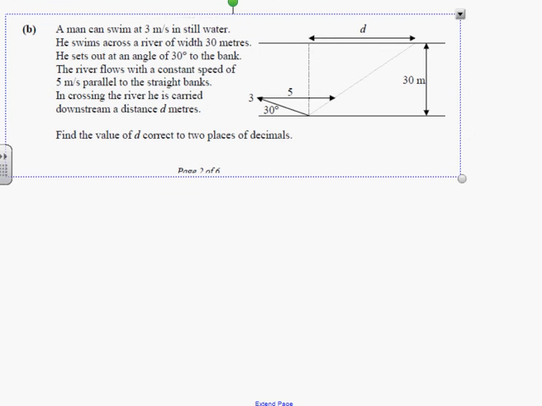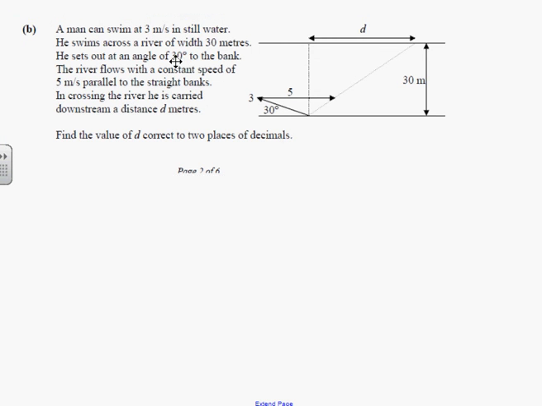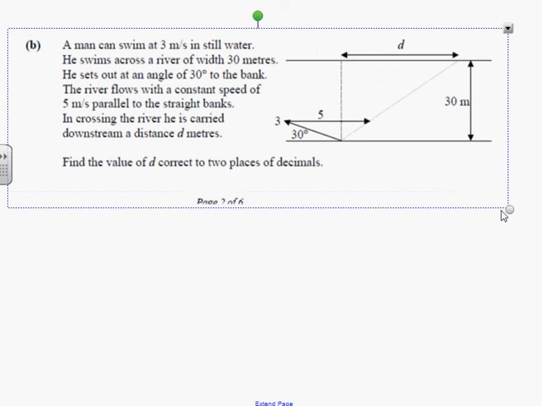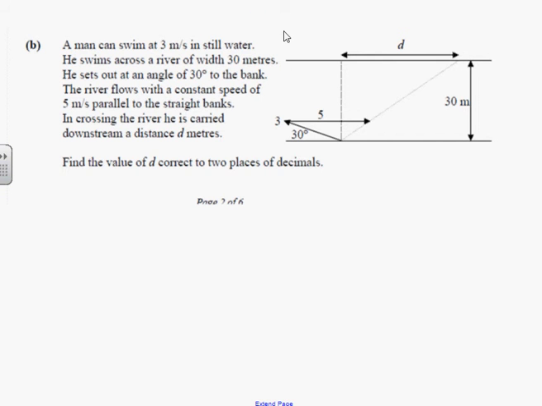2007 2B, relative. A man can swim 3 meters per second in still water, and he swims across a river of width 30 meters. He sets out at an angle 80% to the bank. The river flows with a constant speed of 5 meters per second parallel to the straight banks. Across the river, he is carried downstream by distance d. Find the value of d corrected to decimal places.